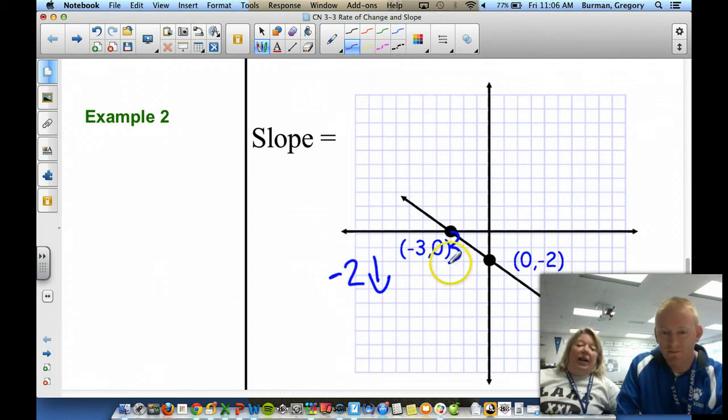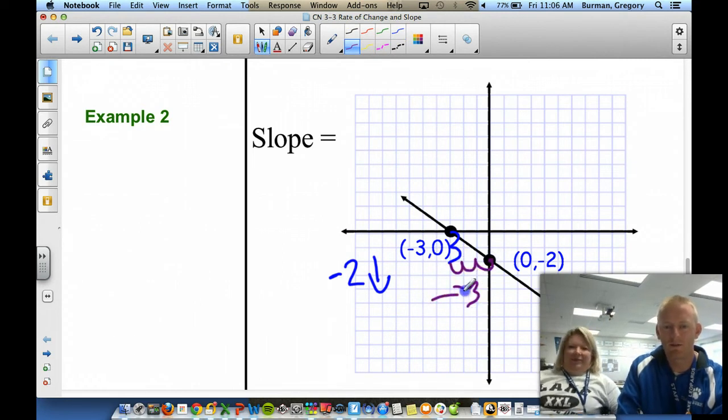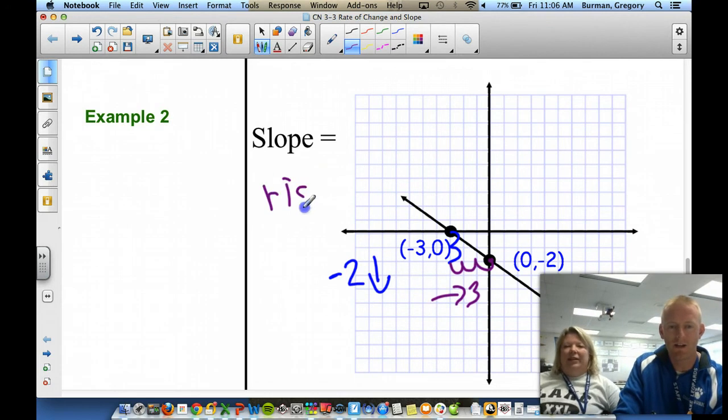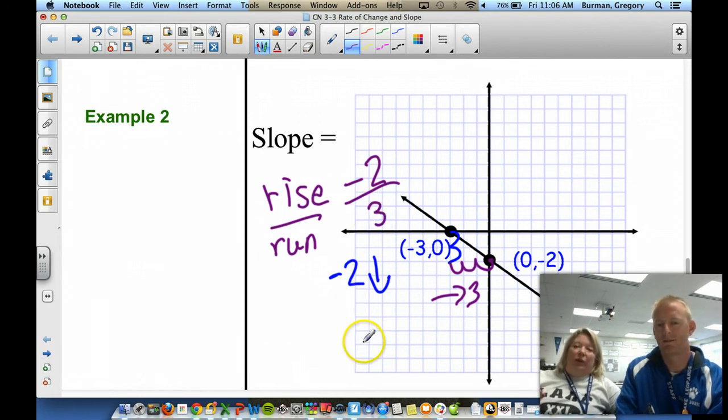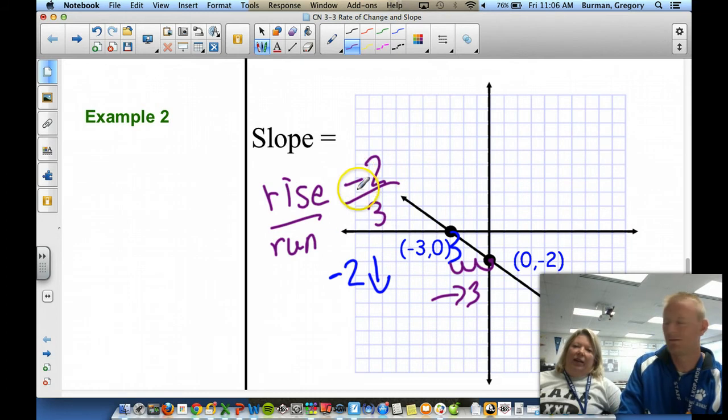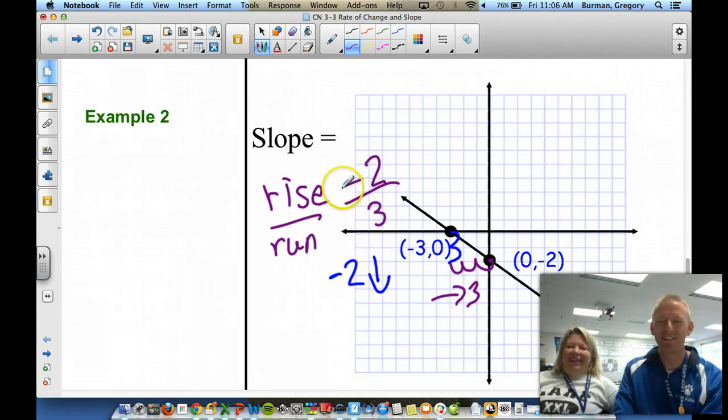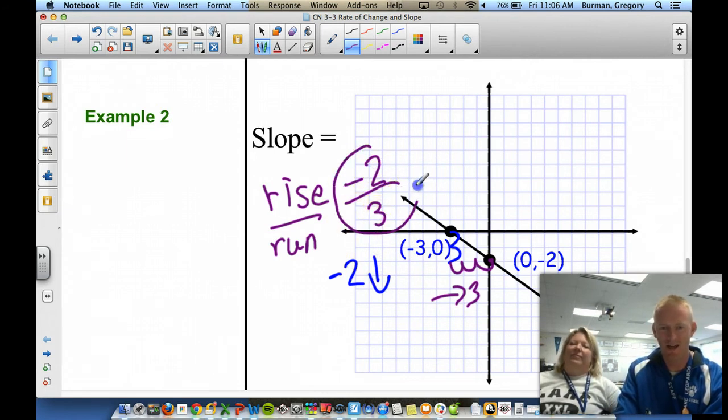Now run over to the line. 1, 2, 3. Perfect. So I ran over to my line. Slope is rise over the run. So we rose, and actually we went down 2 units, so that rise really was going down or descending 2 units. So if I went down 2 and a run of 3, that means my slope is -2/3. And we ran 3 units.